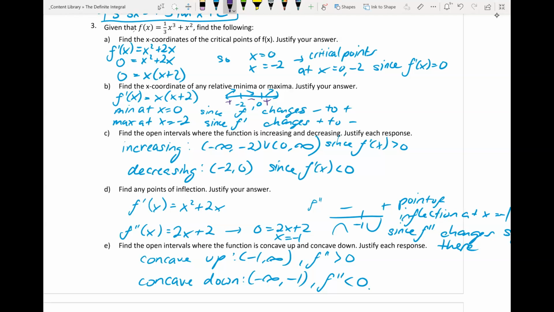So you're going to have a minimum at x equals 0 because f prime changes from negative to positive there, and then a max at x equals 2 because f prime changes from positive to negative there.